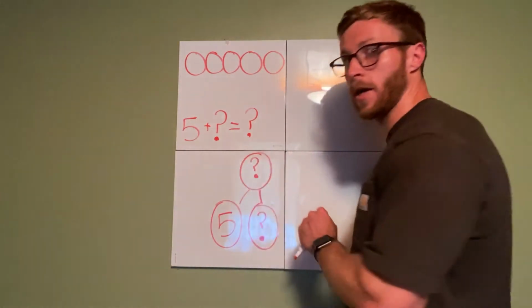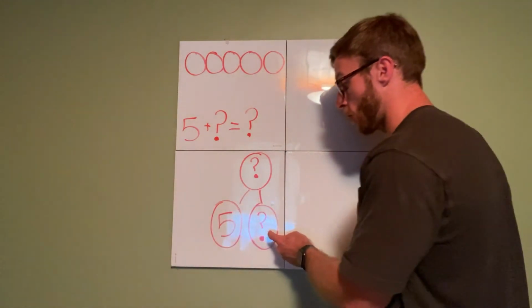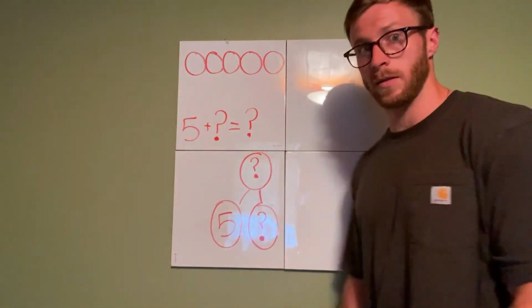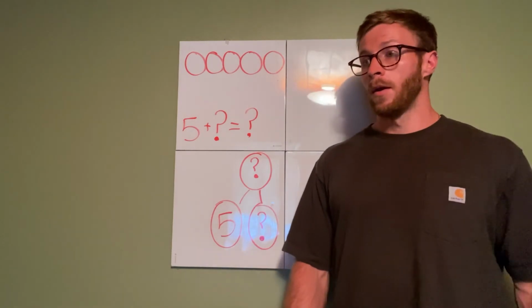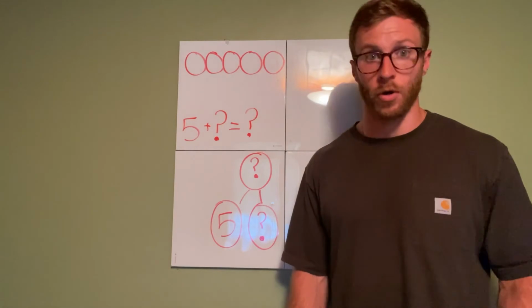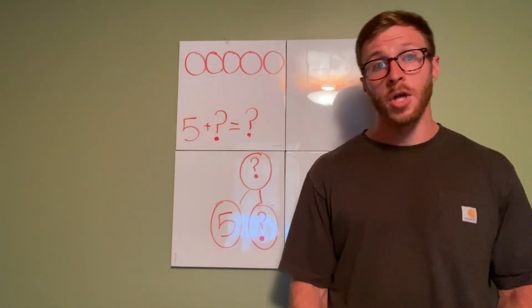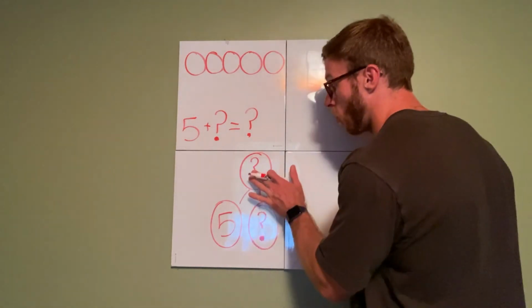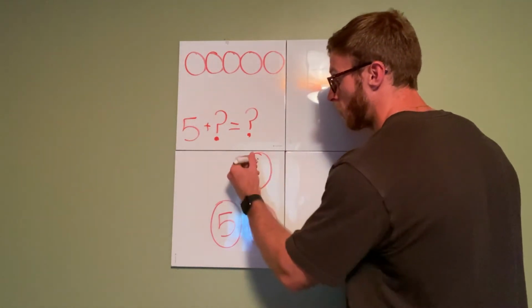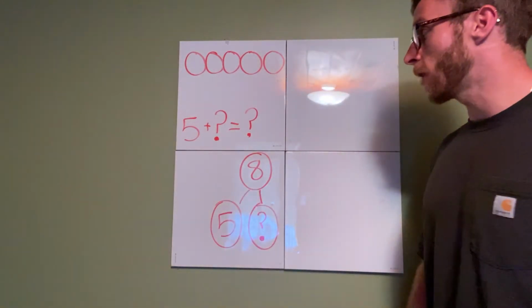This is the end of the equation. So, and we heard all together. Does that tell us what our other part was or what our whole was? The word altogether tells us what our whole is, or our total. And it said 8 little bears came out of hibernation altogether. So we know that our whole is now 8. So I can erase my question mark and write in the number 8.